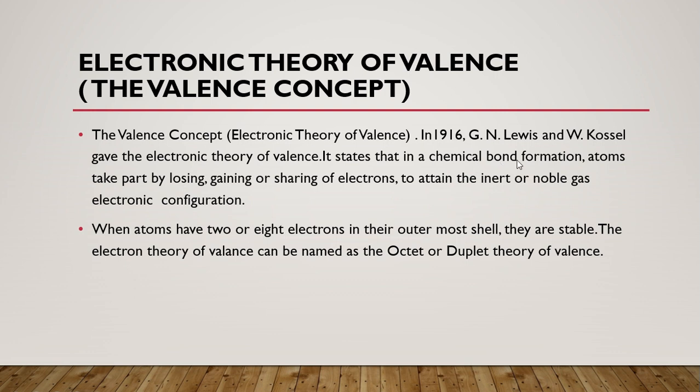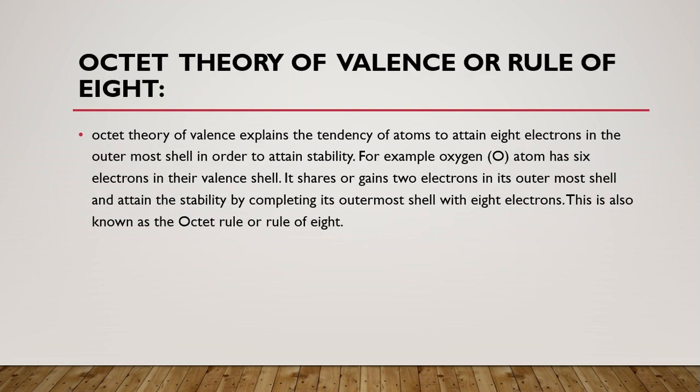So, chemical bond formation occurs when the atoms take part by losing, gaining or sharing of electrons to attain the inert or noble gas electronic configuration, or in order to become stable like them. Clear? When atoms have 2 or 8 electrons in their outermost shell, they are stable. The electronic theory of valence can be named as octet or duplet theory of valence. Octet for 8 and duplet for 2 electrons in valence shell.